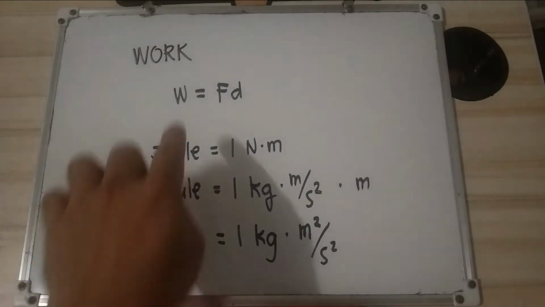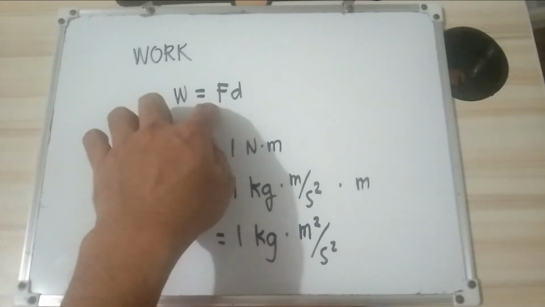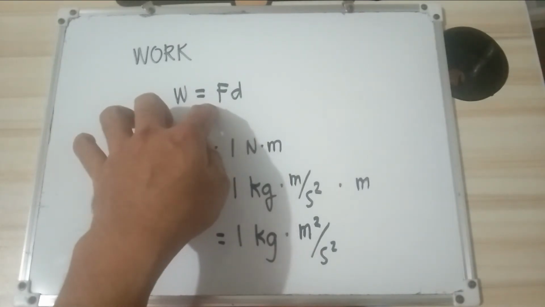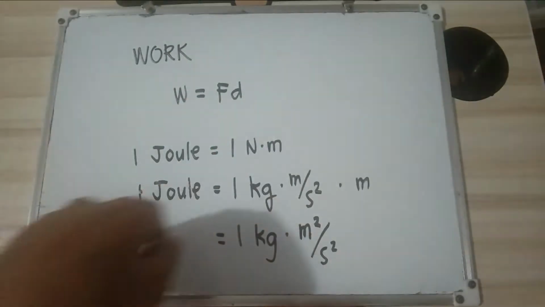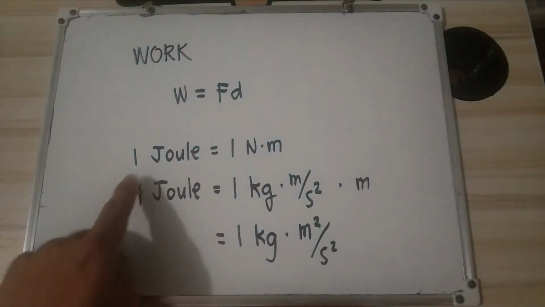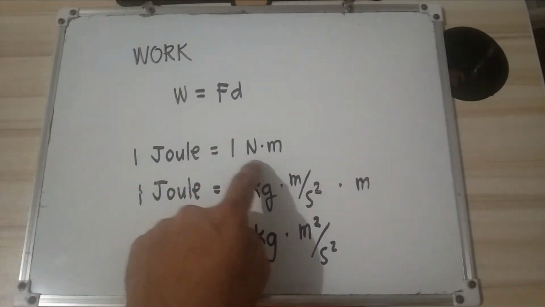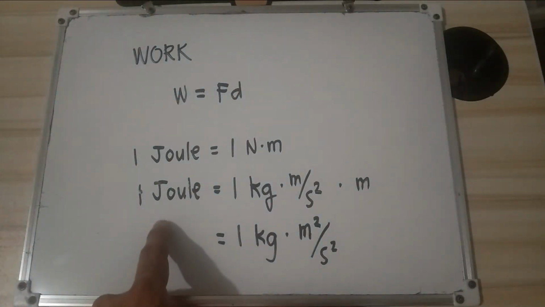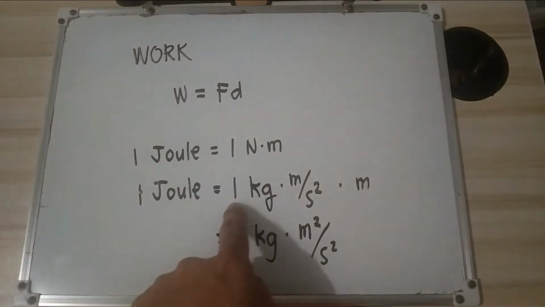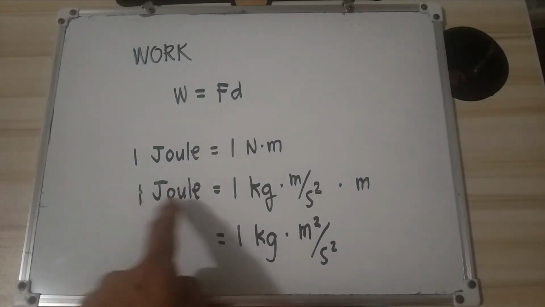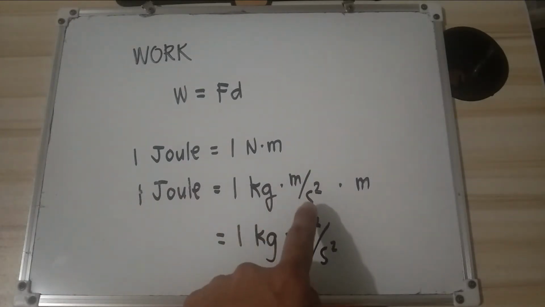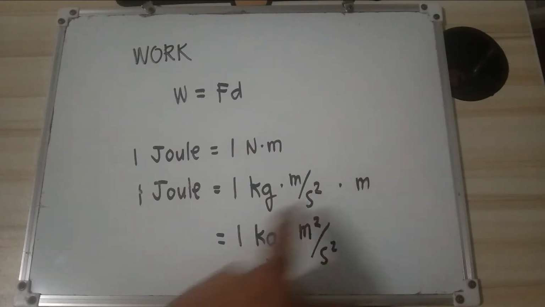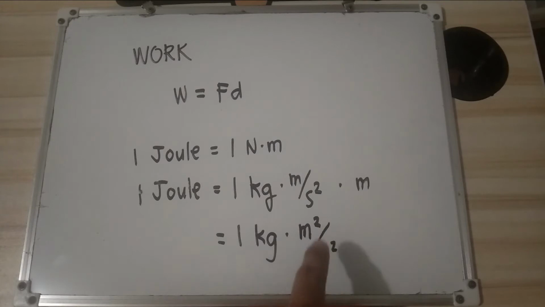In symbols, we have W is equal to F times D. If force is in newtons and distance is in meters, then work is in joules. That is 1 joule is equal to 1 newton times 1 meter. Then 1 joule is equal to 1 newton meter. Or, take note that we know that 1 newton is 1 kilogram meter per second squared. Then, another unit, 1 joule is equal to 1 kilogram meter per second squared times meter, or 1 kilogram meter squared per second squared.